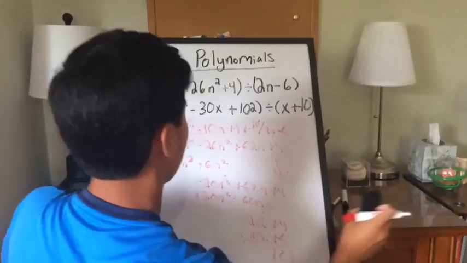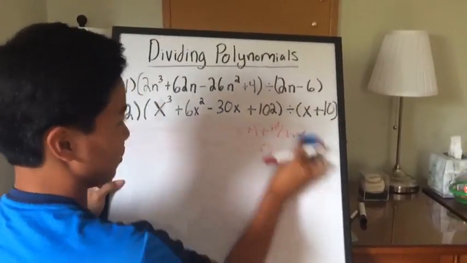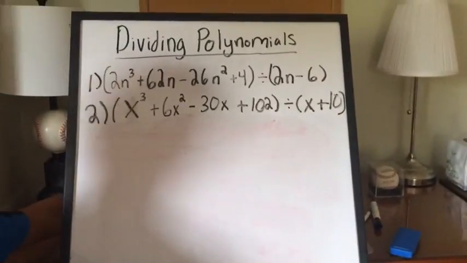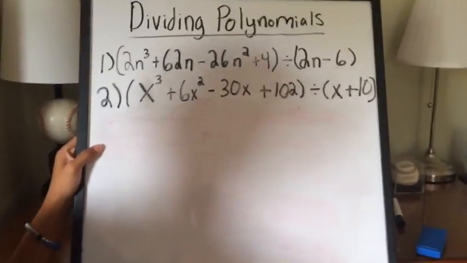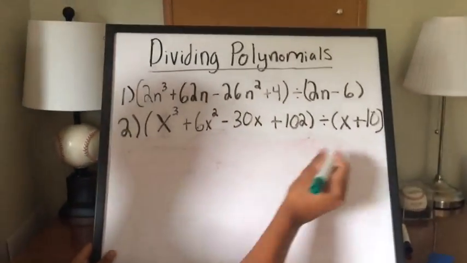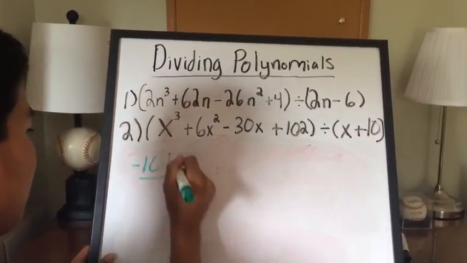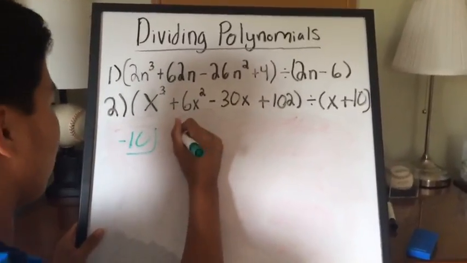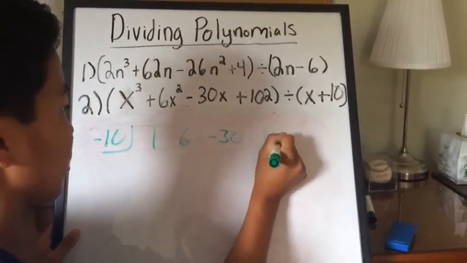And then for the next problem, we're going to do synthetic division, which is unique because it can only be used when the variable x, or whatever letter it is, has to be singular, so it can't be 2n minus 6. So we're going to start off by doing the opposite of 10, positive 10, so that's equal to negative 10 in a half a box. And then we're going to write the coefficients before every variable, so it's going to be 1, 6, minus 30, and then 102.